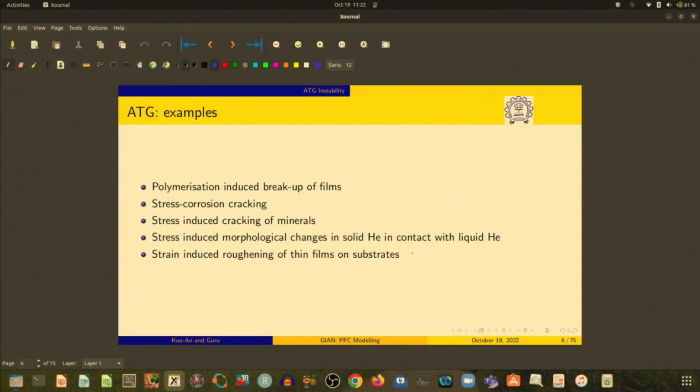Stress induced morphological changes in solid helium in contact with liquid helium is a classic case where many of these theories are tested, because you can have a lot more control over things. And stress induced cracking of minerals is very important for people in earth sciences and geology and so on, because you go down the earth and you have these minerals and they are in contact with their own solution, because there is always water nearby, and this mineral is under stress because it is below the earth's crust, and so it is solid, non-hydrostatically stressed in contact with a liquid.